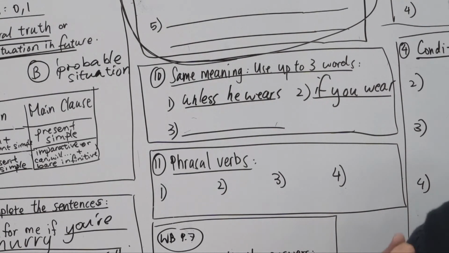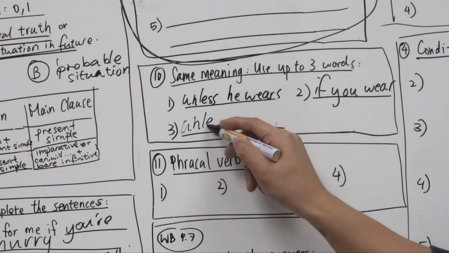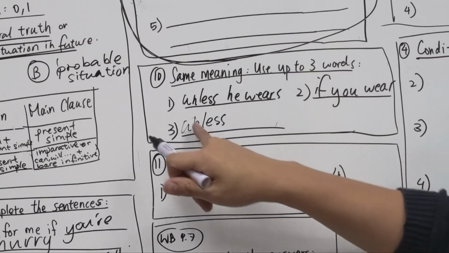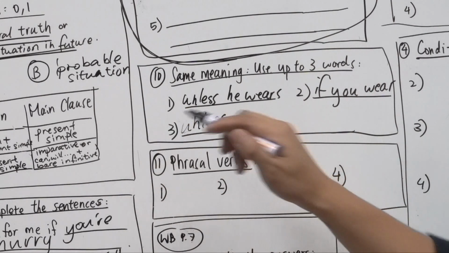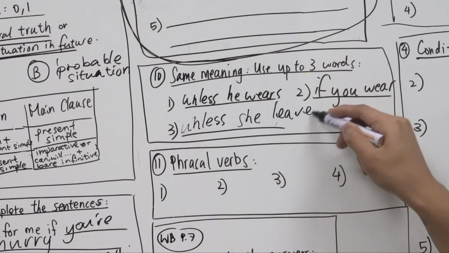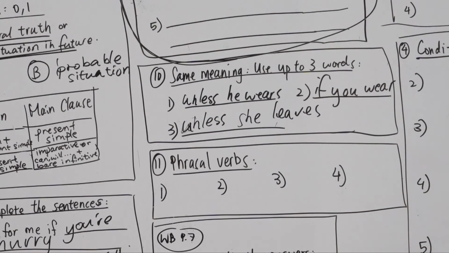Number 3, she'll be late if she doesn't leave now. She won't get there in time. Unless she leaves now. Very good. Unless she leaves now. Very good. Thank you, Miss Jenny and Miss Lavina. Unless. This is letter U, okay? Not A. Unless she leaves. Okay. Unless she leaves now. Good work. Very easy, right?